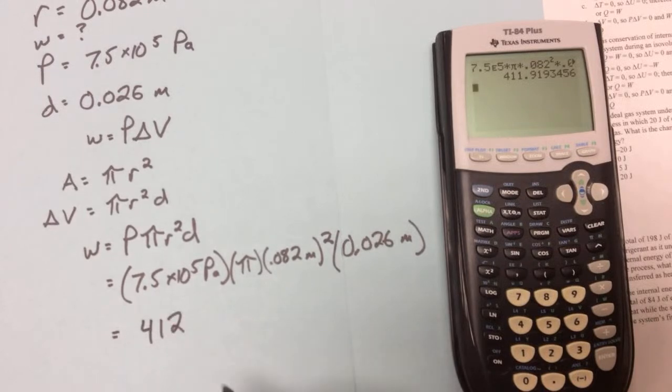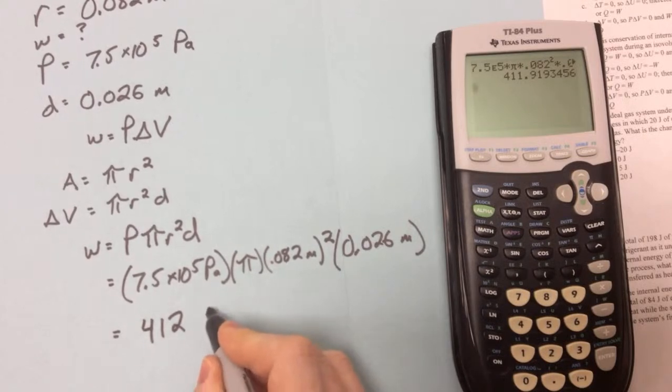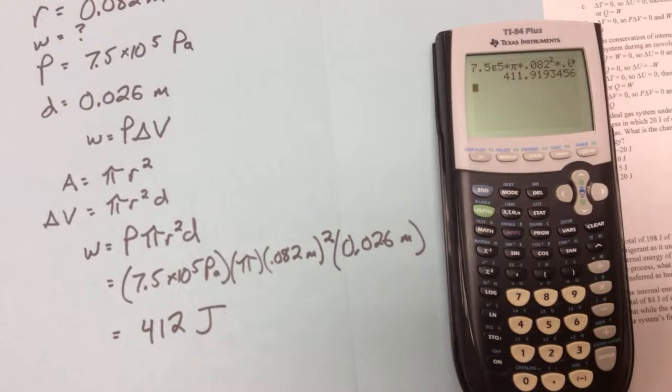412. And remember, the units for work, the units for energy, the units for heat are all the same. It is joules, okay? 412 joules. So, did you guys get that right? 412 joules? 412 joules. Hopefully you guys got it right.